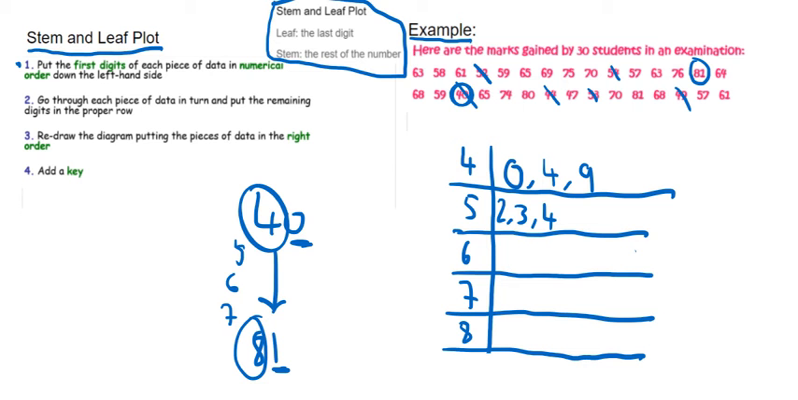So we've got a 50. We've got two 57s. We've got a 58. And we've got two 59s.